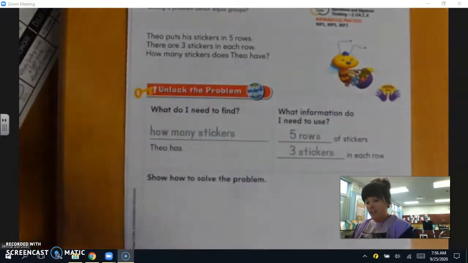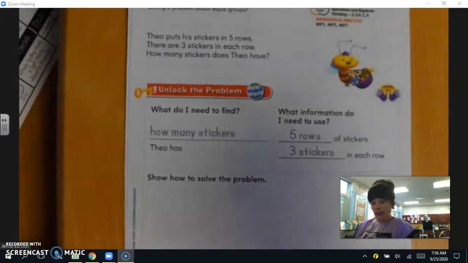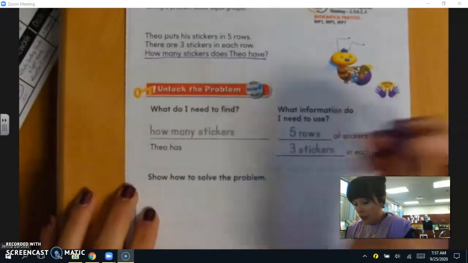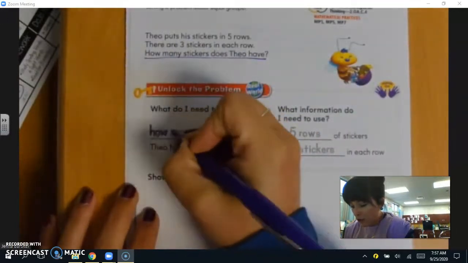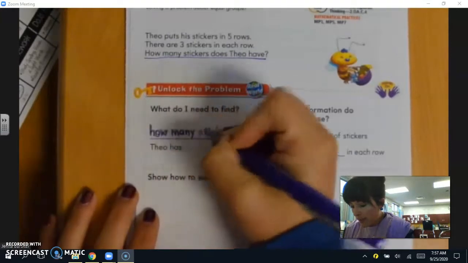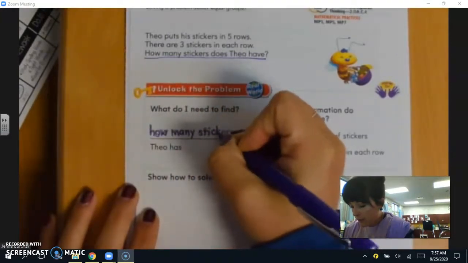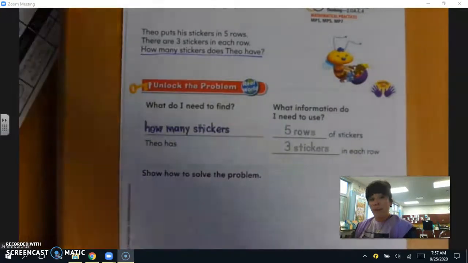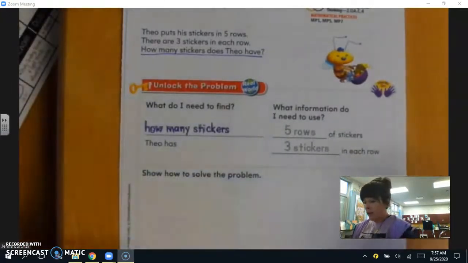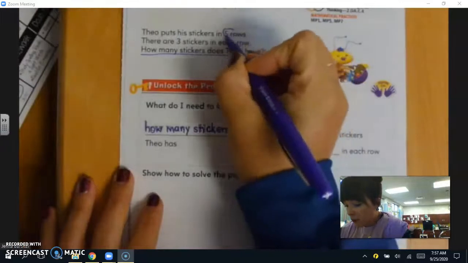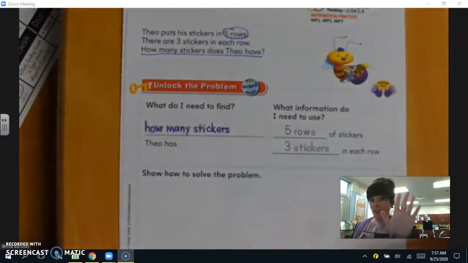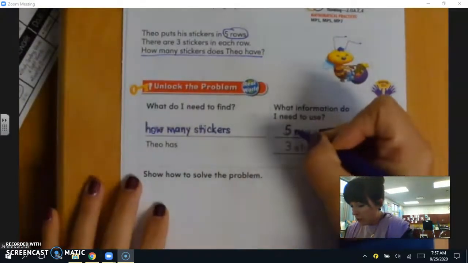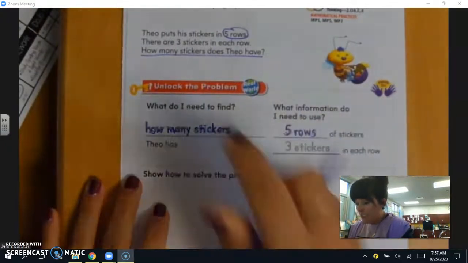Okay, so the first thing that we need to ask ourselves is, what are we trying to solve? What are we trying to find, right? And they ask that question down here. We are trying to find how many stickers does Theo have? So they've already written that out for us. You can just copy over what they have, as I'm doing quickly. How many stickers Theo has? That's what we're trying to figure out, right? Well, what information do we need to solve that, okay? We need to know that he used 5 rows, not 5 stickers, 5 rows, okay? And we also need to know that he used 3 stickers in each row.